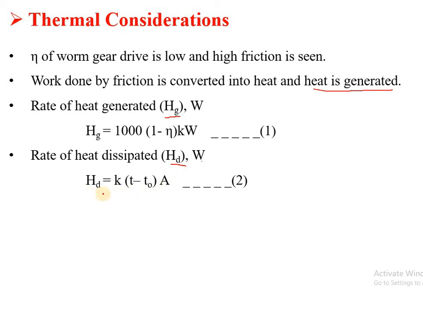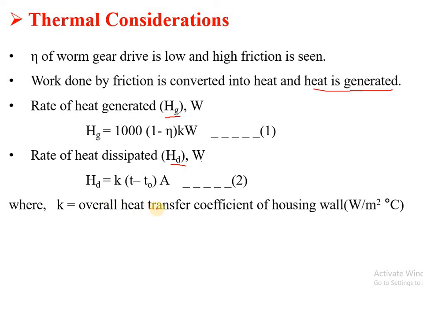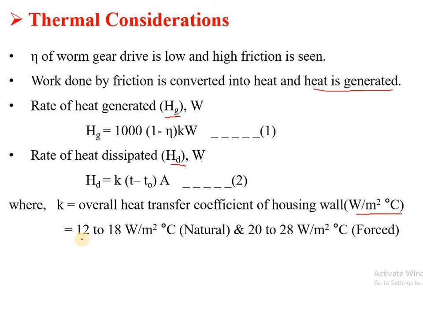Here K is the overall heat transfer coefficient of housing walls. It is in watt per meter square degree Celsius. The value of K is 12 to 18 for natural air circulation, and it is 20 to 28 for forced air circulation. Forced air circulation means if you are using a fan or fins, then the circulation is more, then the heat dissipation is more. So in that case, the overall heat transfer coefficient you should use is between 20 to 28.